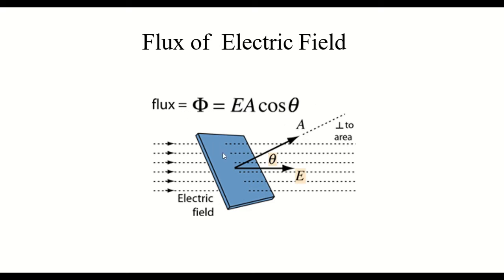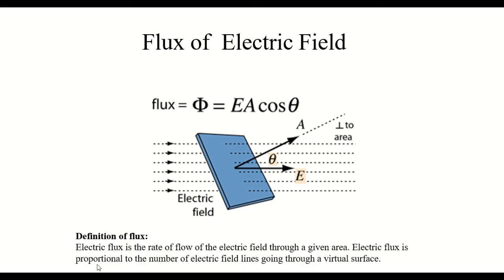Now before that, you see a figure is given. Suppose this is an arbitrary surface which has the area A. Obviously every surface must have some normal direction, a perpendicular direction. So this is the perpendicular to the area. This is the electric field direction along the horizontal direction. This is the angle theta between them. Therefore, phi equals EA cos theta. So this is the flux of the electric field, and this is the definition.